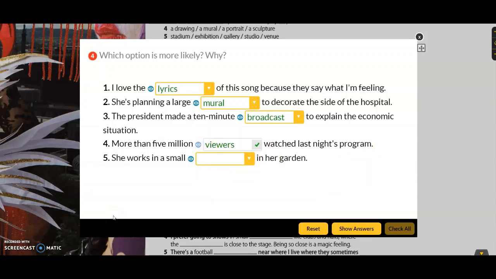So let's go to number 5. She works in a small blank in her garden. Gallery or studio? Gallery is something referred to art. So the correct answer would be studio, a place where you work in something special. For example, in this case, garden. Let's check it. Correct. So this would be exercise number 4.